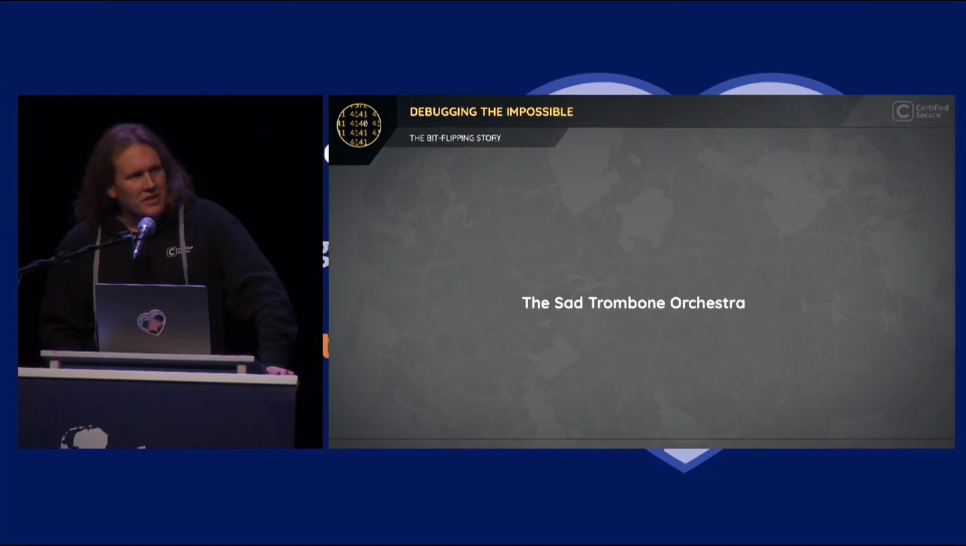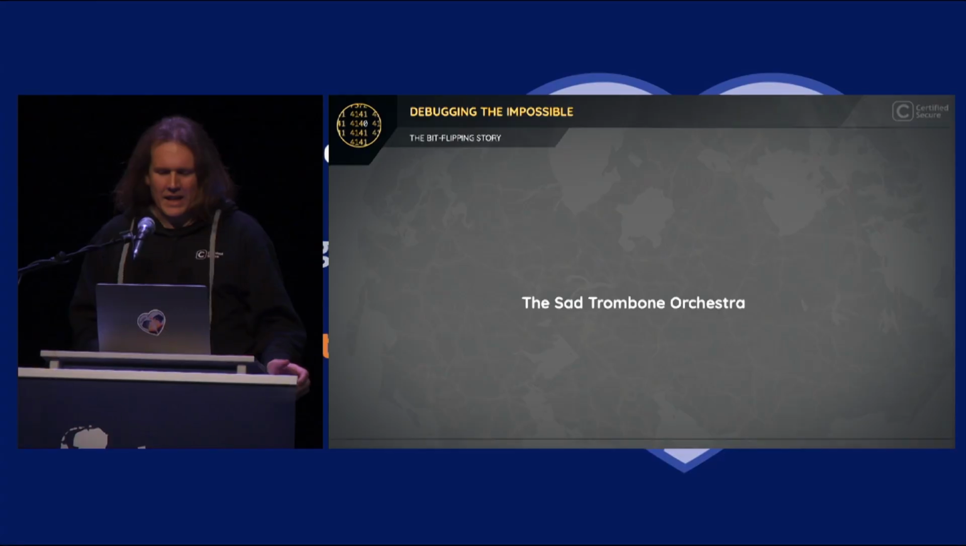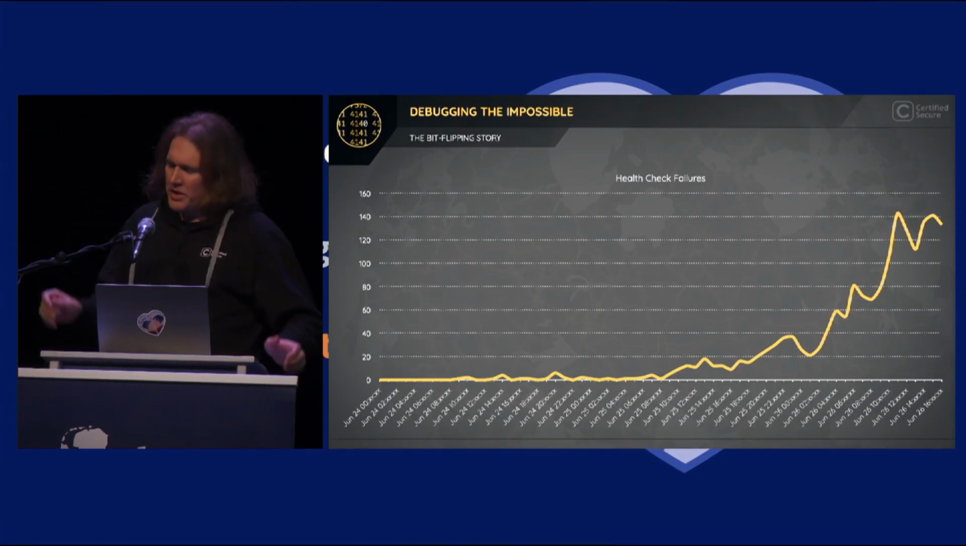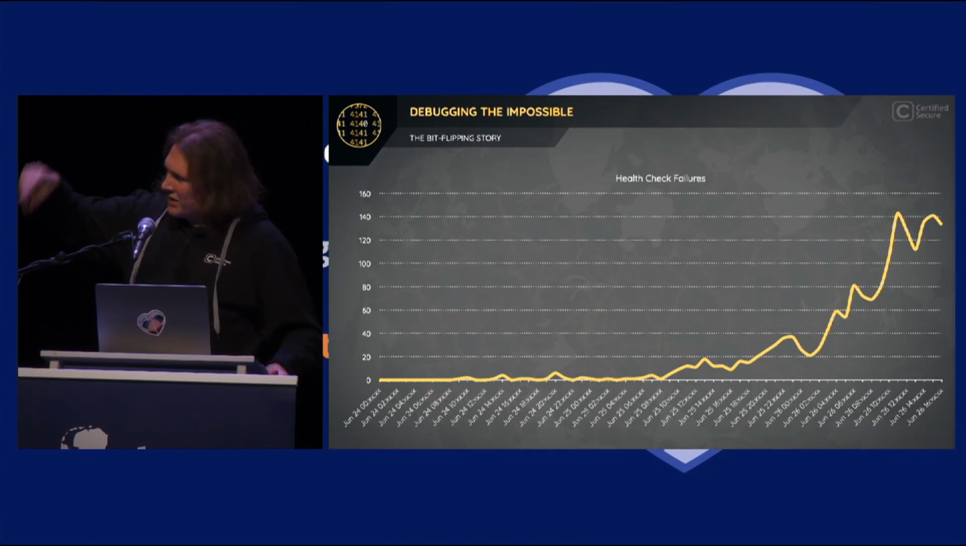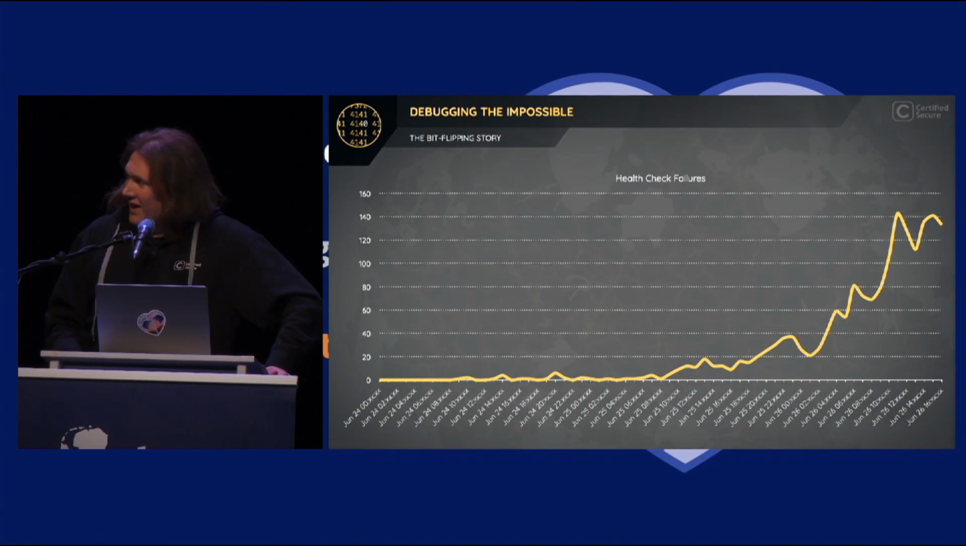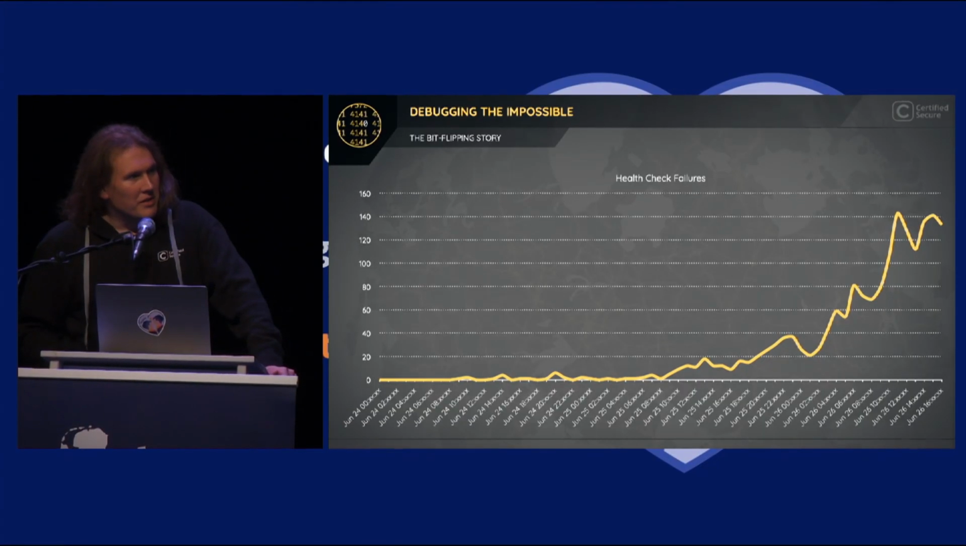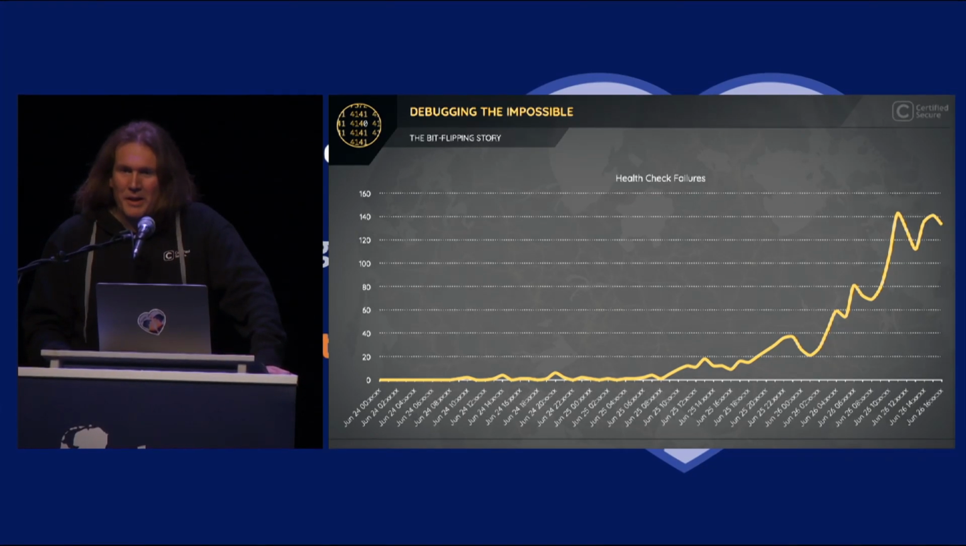At some point I saw that one of our load balancers had some health check failures. So if you have a load balancer, it is on TCP level, doesn't really matter, but it will every second check if the backend is alive. So if you have 140 errors in an hour, that means that a small percentage of those health checks were failing.